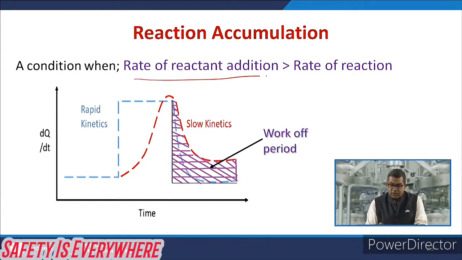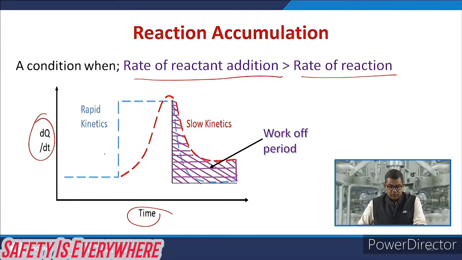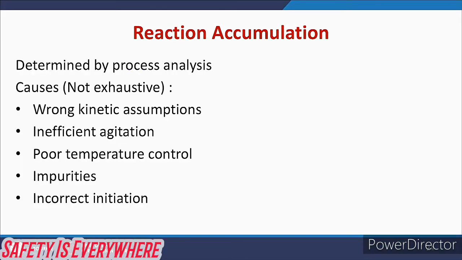Now, let us have a look at the rate of reaction accumulation. We are not going to devote much time because we are all aware of the accumulation. This is a condition when the rate of reactant addition is more than the rate of reaction. So you need to plot dQ by dt versus time. Initially you may experience rapid reaction growth, and then there is a scenario where there may be chances of slow kinetics. This is the zone where you can think about the work of a period. Now this is usually determined by the process analysis.